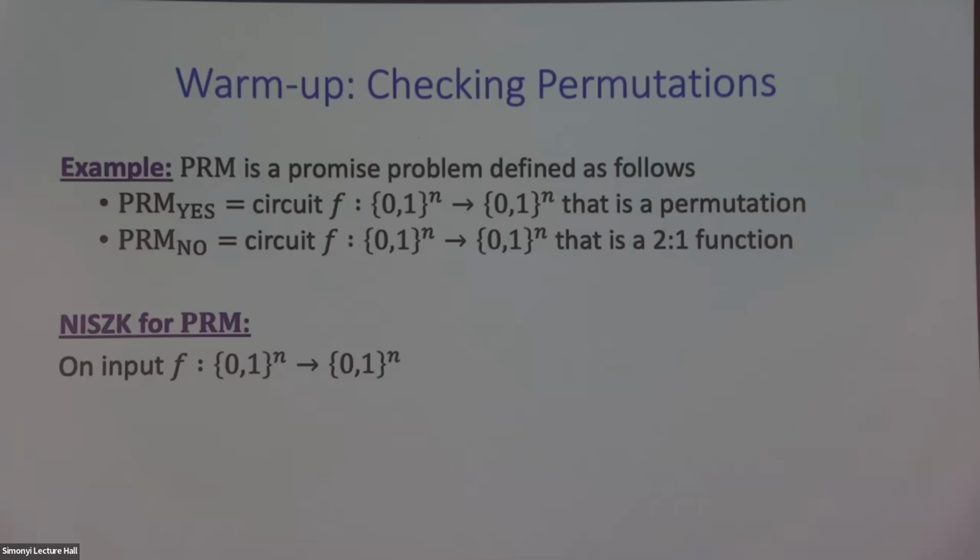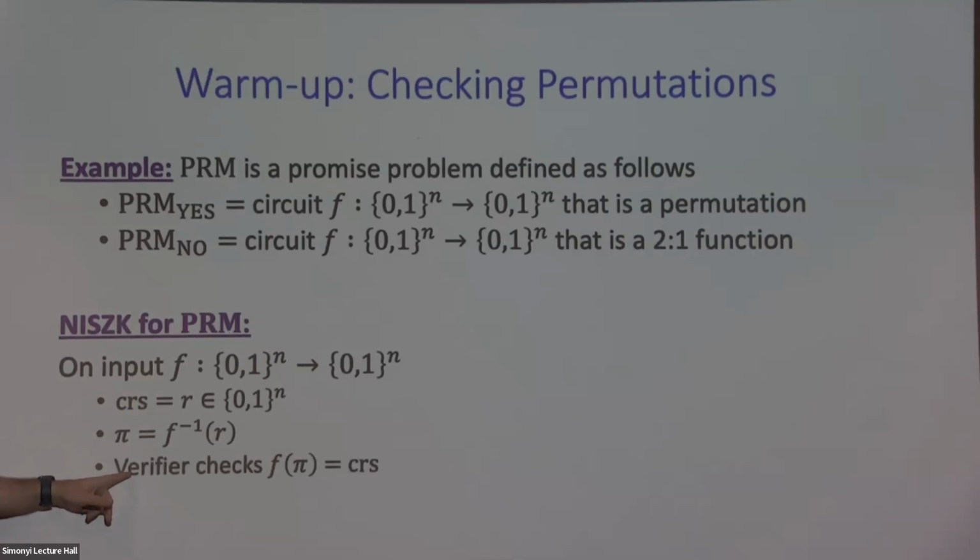And a non-interactive SZK protocol for this problem is very easy. Let's think of trying to solve a single instance of this problem in zero knowledge. What would a non-interactive SZK protocol for this problem be? The CRS would just be a random n-bit string, and the proof would be an inverse for this random string, right? So you send the inverse and the verifier checks that it's indeed a valid inverse.